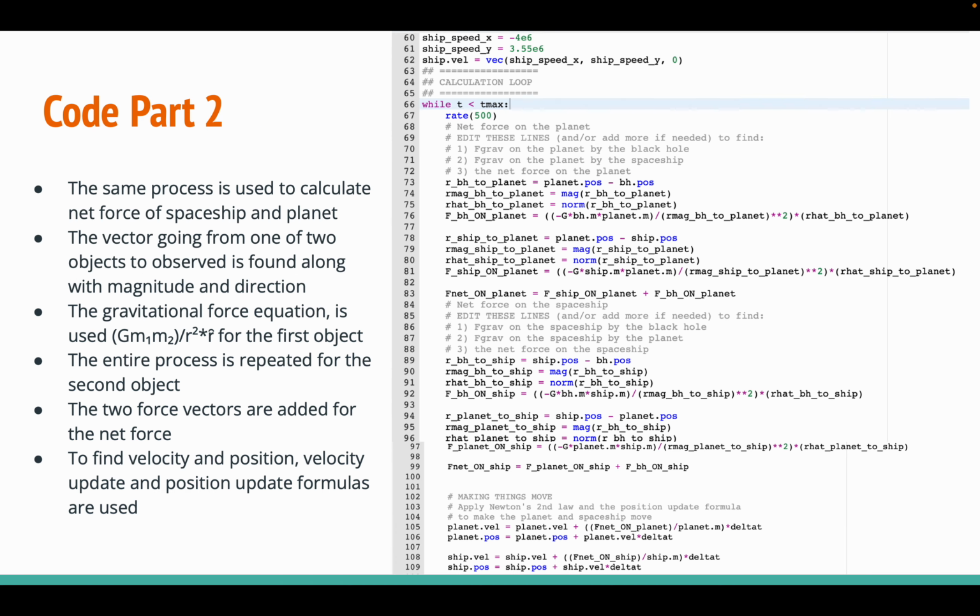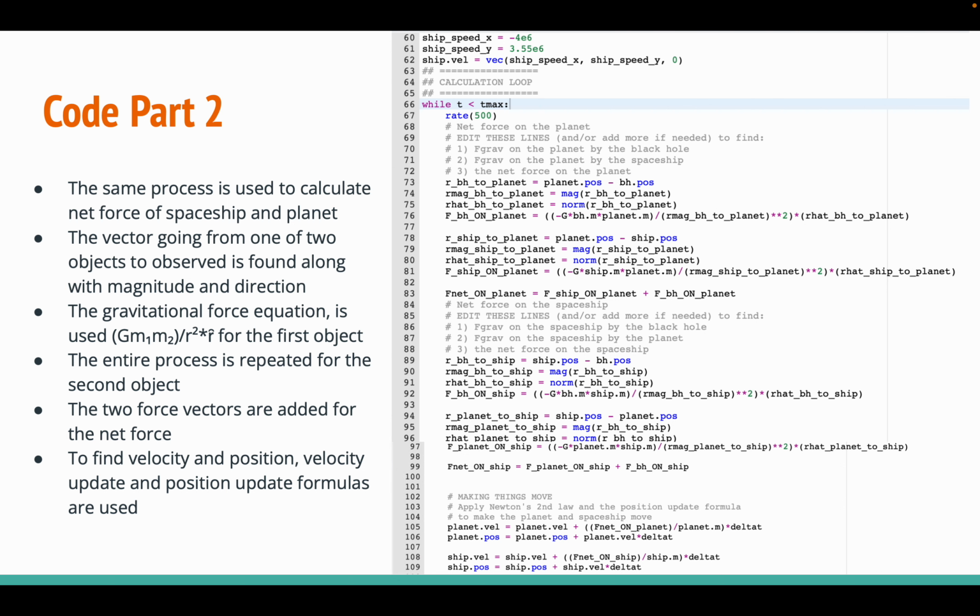For the part 2 code, we use the same process twice for both the planet and the ship, where we start off with the first other object in the surroundings, the black hole. We calculate the gravitational force acting on it with finding r hat, the magnitude of r, all of that, and we plug it into the formula I mentioned earlier. We did the same thing for the ship to find its gravitational force on the planet. We add the ship and the black hole's force on the planet to get the total F net on the planet, and we repeat that same process but with the ship this time.